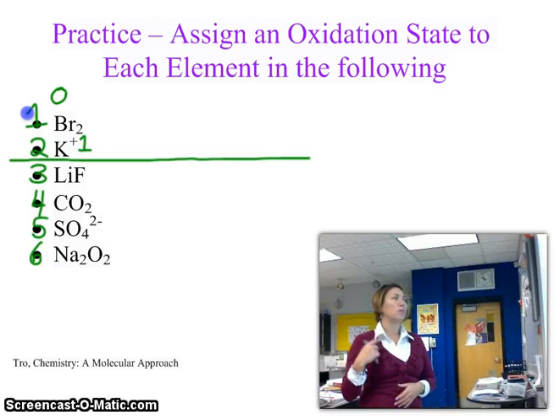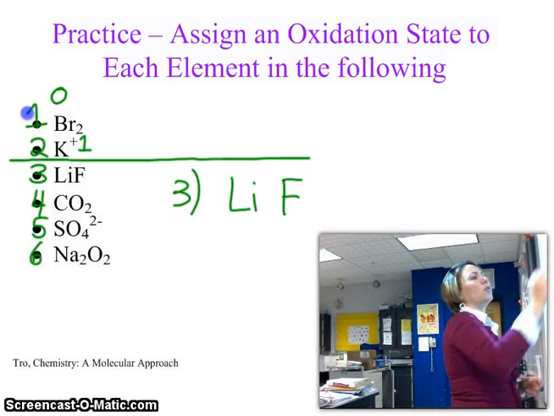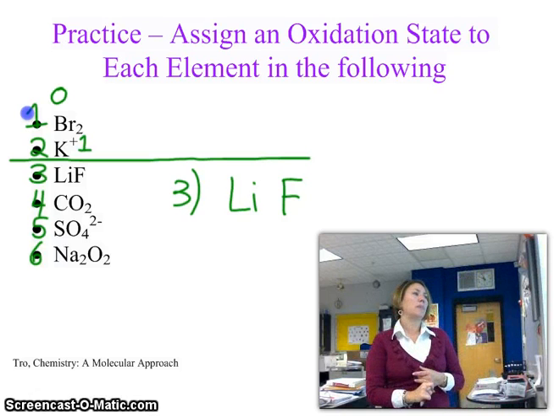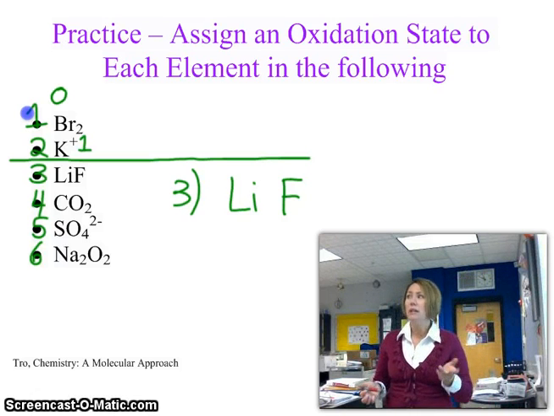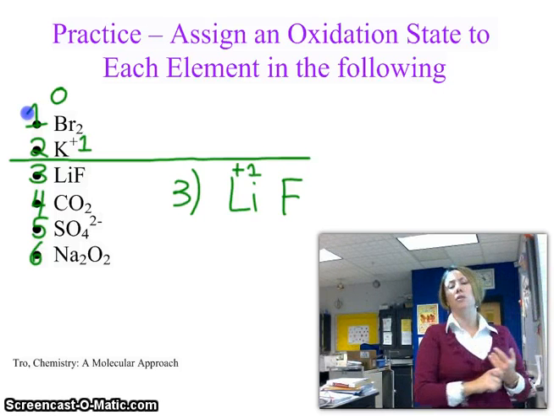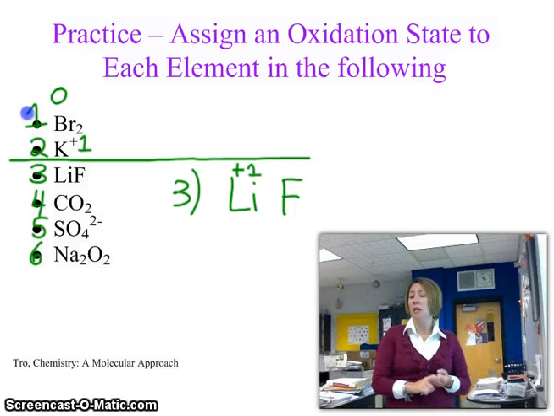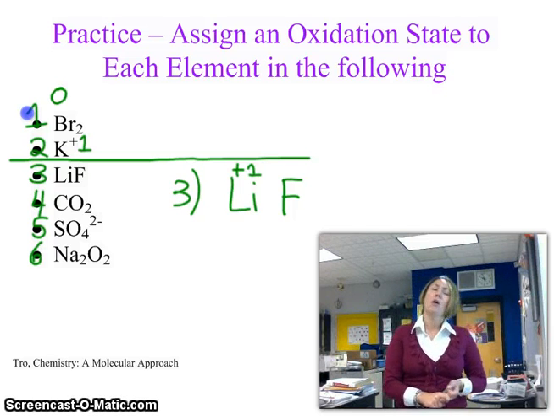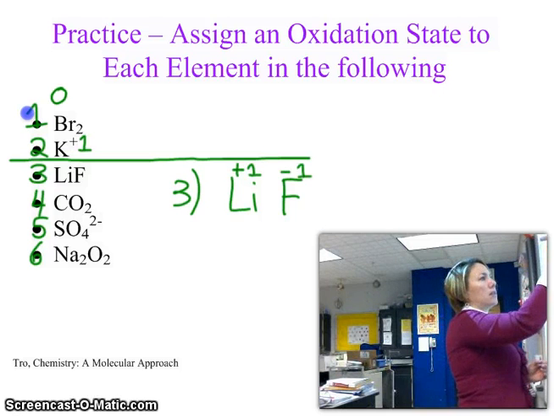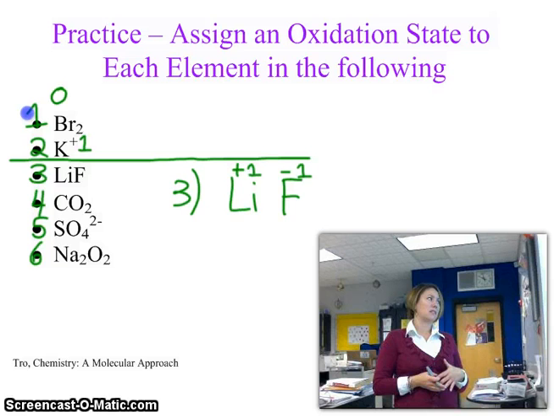So you go through the rules in order. So for number 3, you go through your rules. Is there anybody from group 1? There is. Lithium's in group 1, so its oxidation state is always +1. Is there anybody in group 2? No. Is there any fluorine? Yes. Fluorine is always -1 in compounds. And so we've gone through our rules. We've assigned the oxidation states for everybody in that compound.